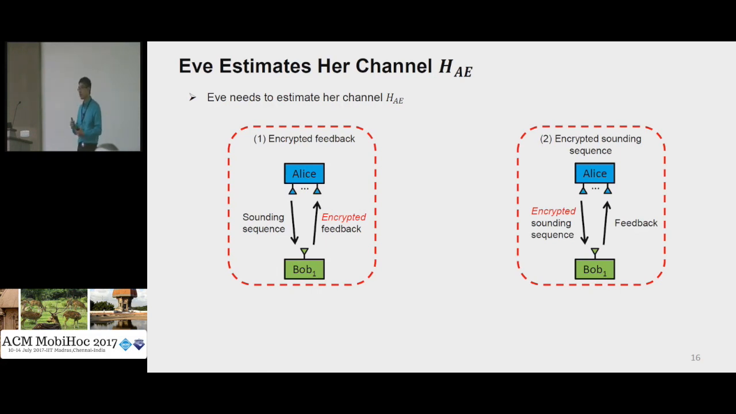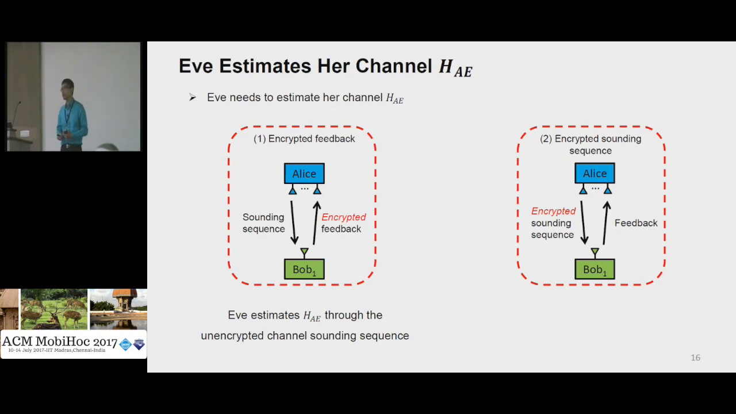So Alice will transmit some channel sounding sequence for each different Bob to measure the CSI and send the measurement result back to Alice. However, to prevent any malicious node from directly overhearing this CSI measurement feedback and knowing the CSI of different Bob, we assume that either Bob will encrypt the CSI feedback or Alice will encrypt the channel sounding sequence. So if only Bob encrypts the CSI measurement feedback, Eve can actually still use the unencrypted channel sounding sequence broadcasted by Alice to measure her channel HAE.